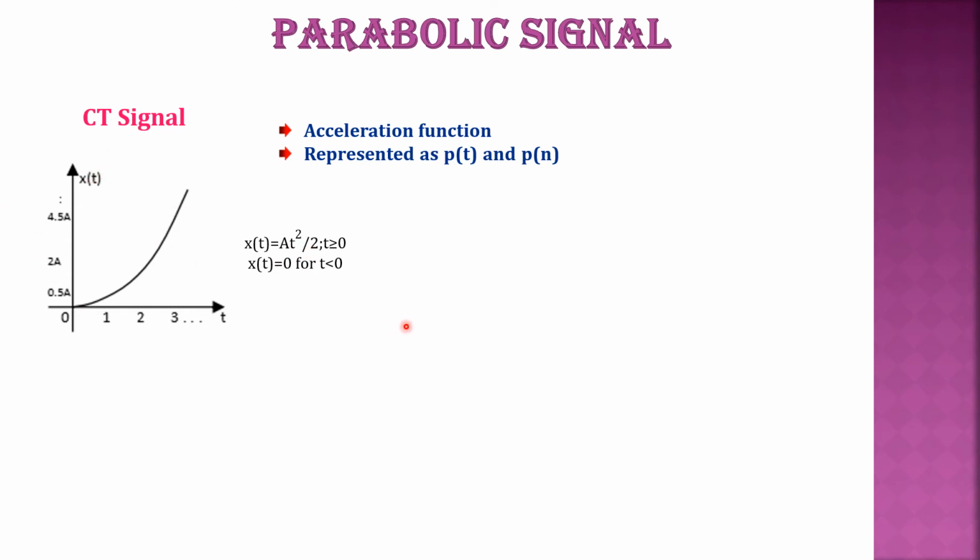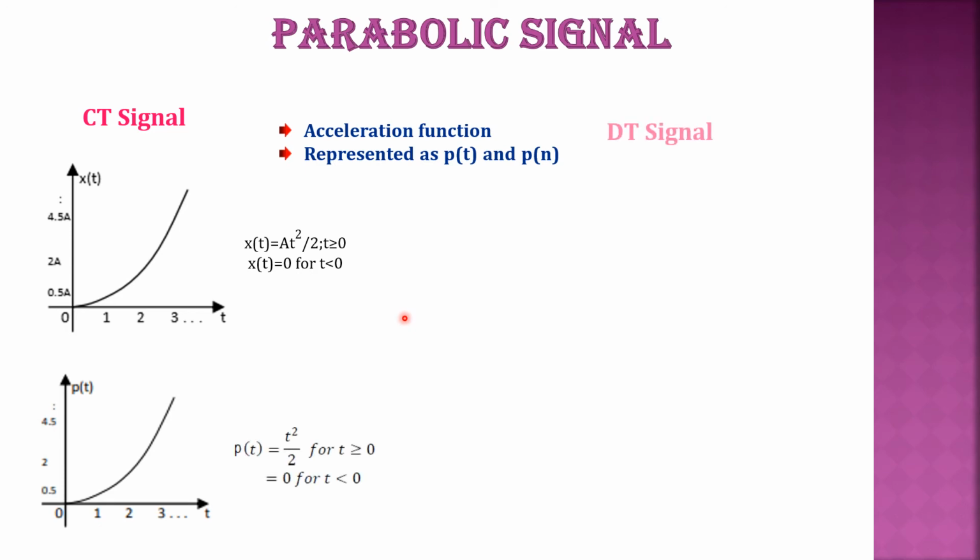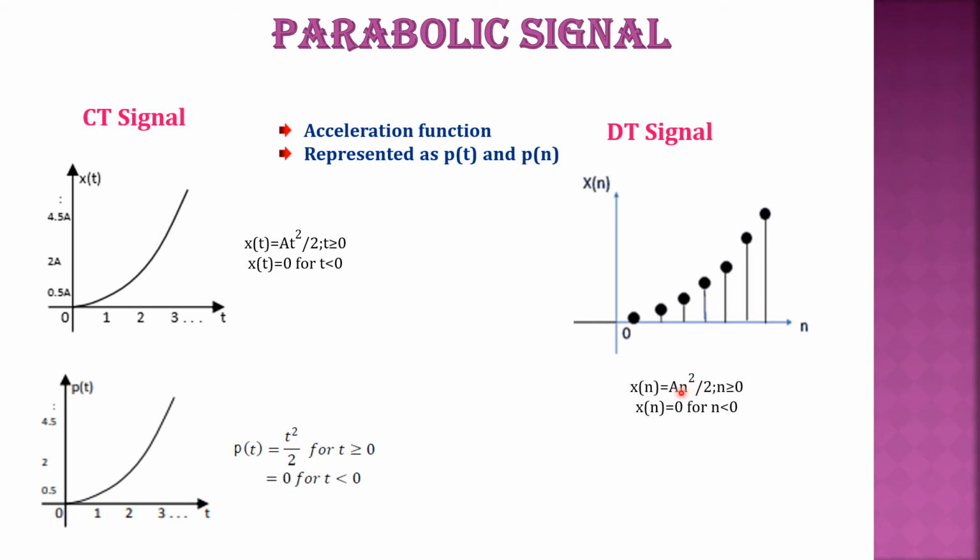In the case of a DT signal, how will we define it? x of n is going to be equal to, in the same way, a n square by 2 for n greater than or equal to 0, and x of n is equal to 0 for n less than 0. In this case, it depends on the value of a. Now if I take a as 1, what will be my equation? The equation is going to be n square by 2.